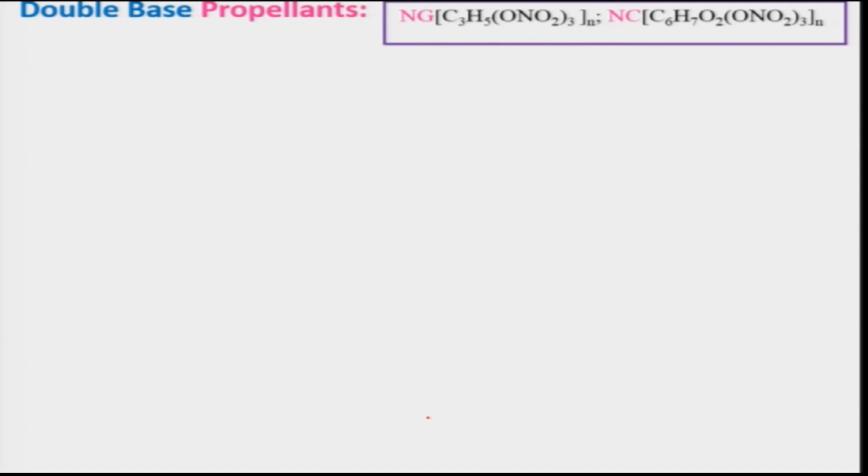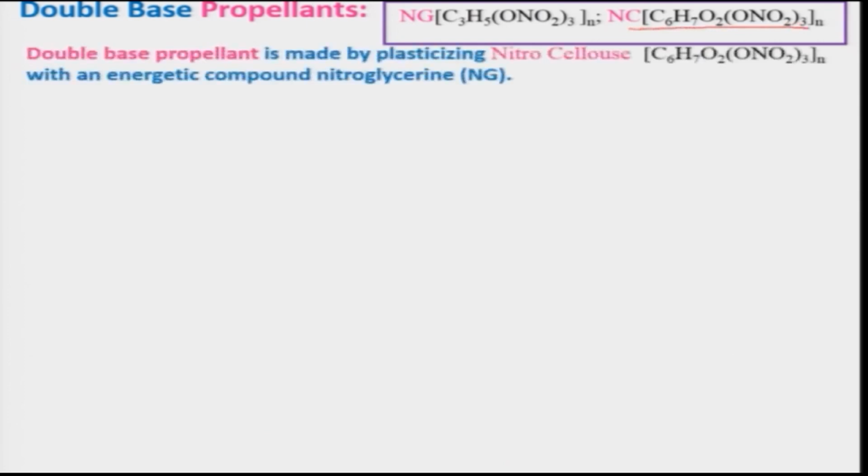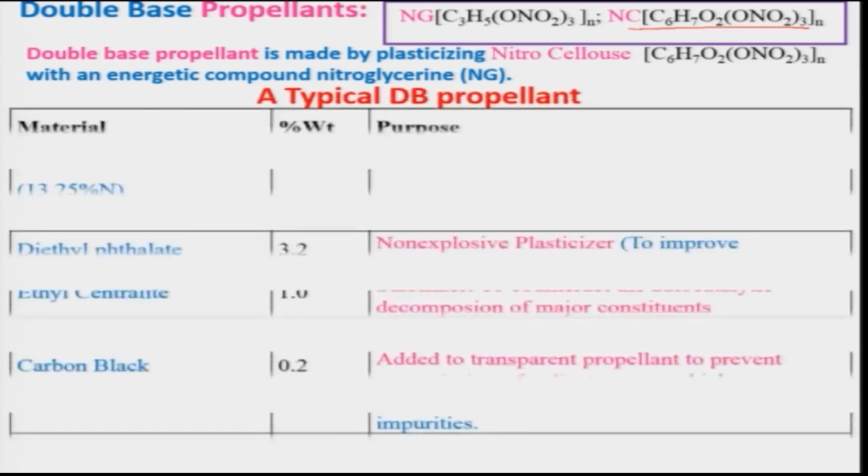Double base propellant, as I told, this is the formula: nitroglycerin, and this is your nitrocellulose. Double base is made by plasticizing the nitrocellulose with an energetic compound, nitroglycerin. That means you mix them together and then we can form a double base propellant. Let us look at a typical double base propellant.